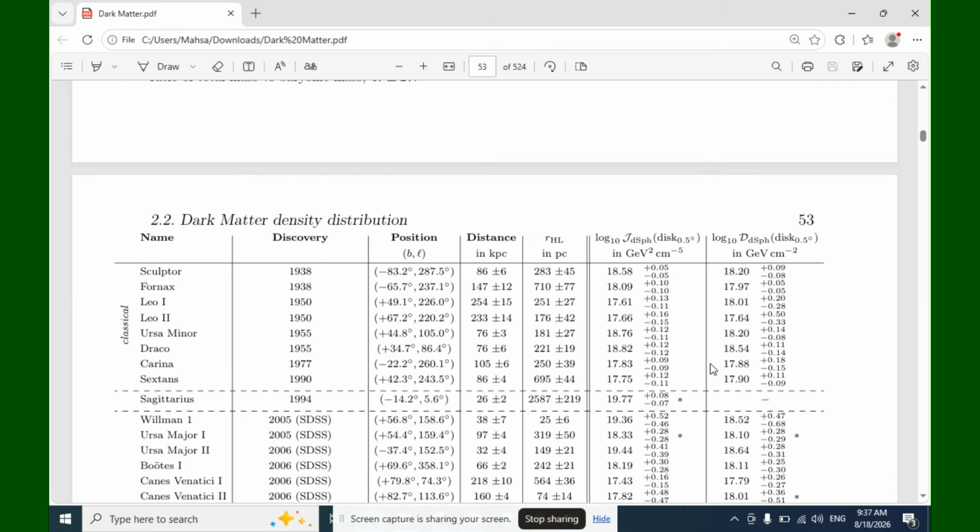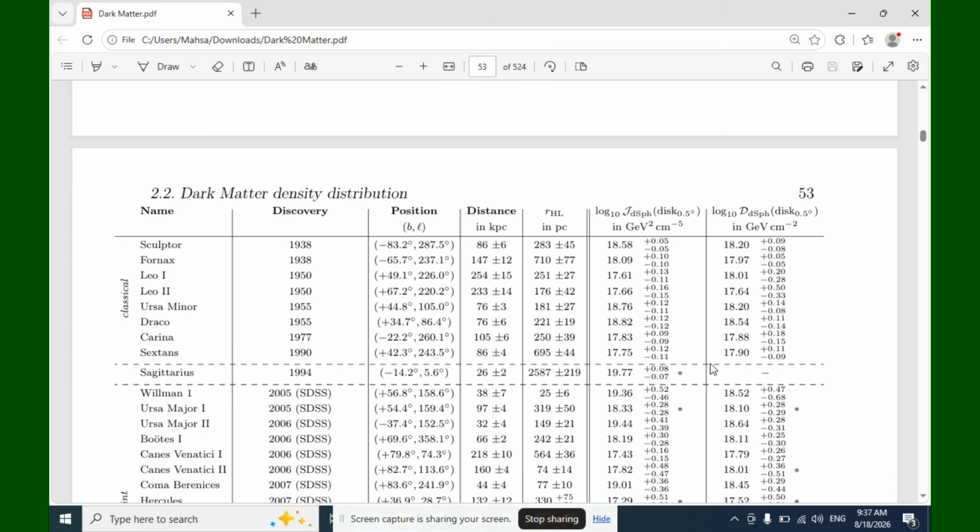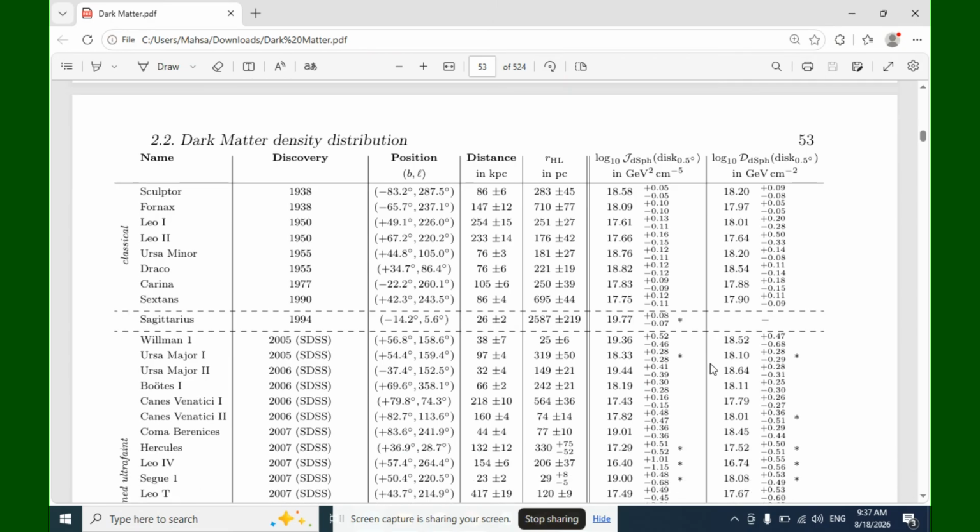Another names are Fornax, Leo 1, Leo 2, Ursa Minor, Draco, Carina, and Sextans, and Sagittarius in 1994.